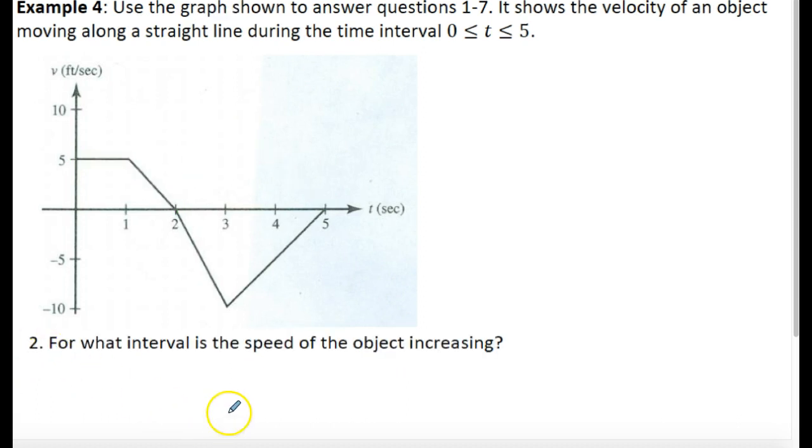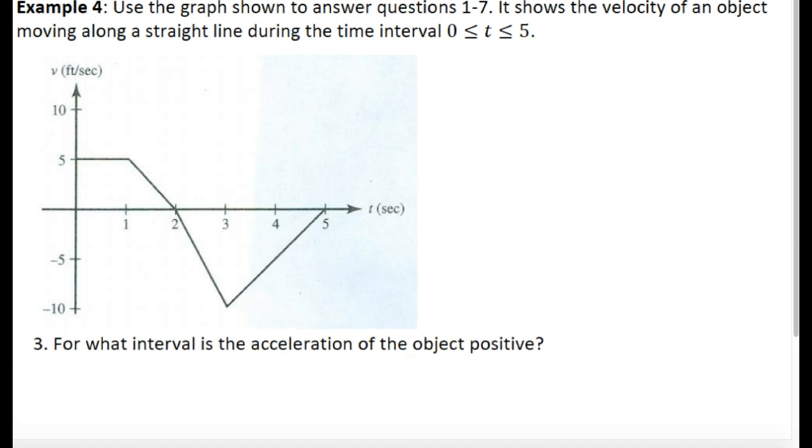All right, try number 2. For what interval is the speed increasing? So again, if we think about that graph we just drew, speed is increasing whenever we're moving away from the x-axis. And that only occurs right here, from 2 to 3 seconds. So I could write it like this, or we could write it in interval notation. Okay? All right, try number 3.